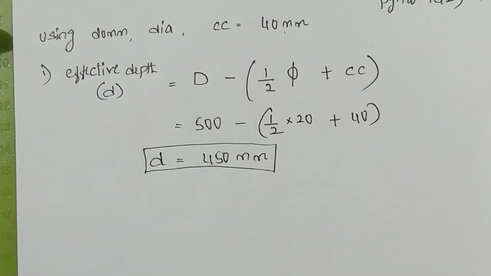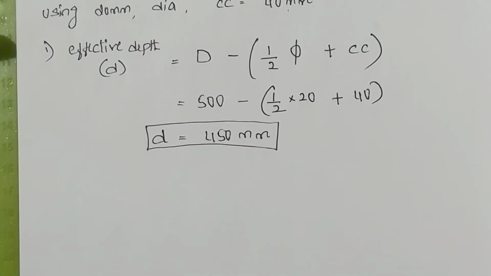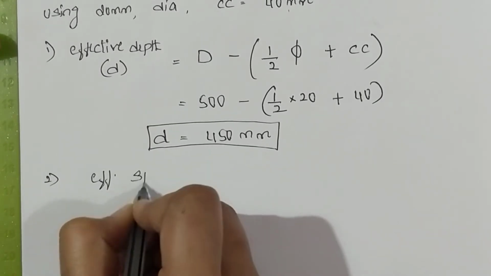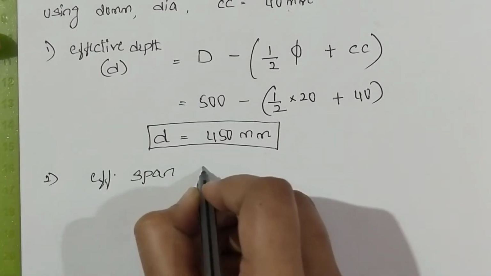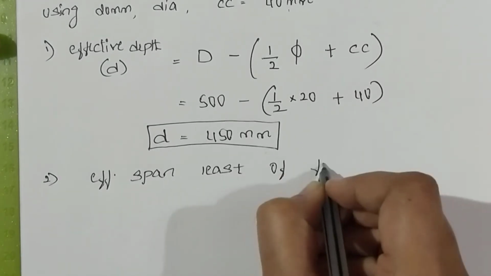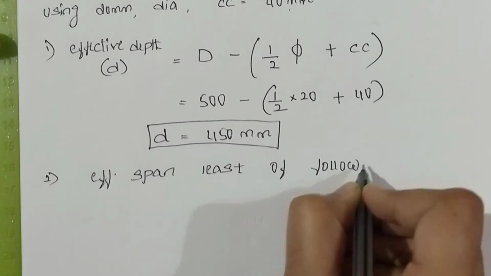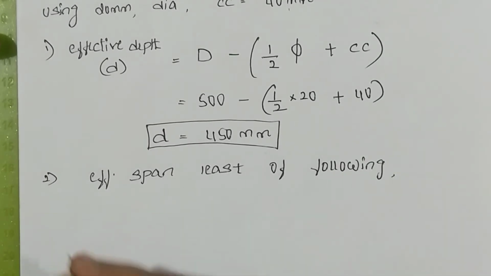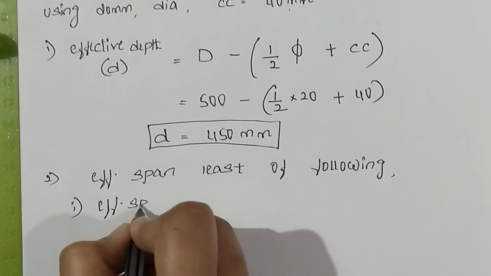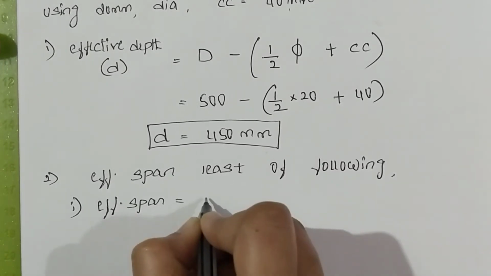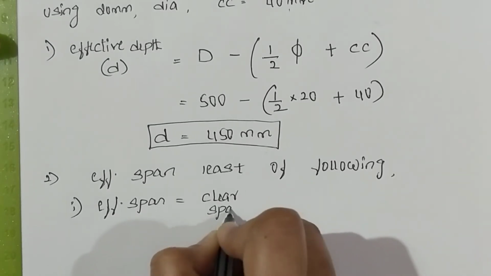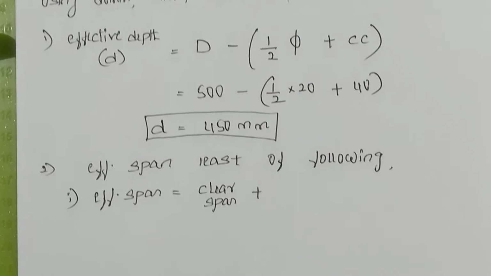This is the first thing, you need to calculate effective depth. Next, effective span, you need to calculate it. Effective span is the least of the following: effective span equals clear span plus effective depth.